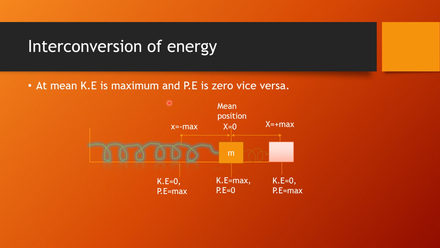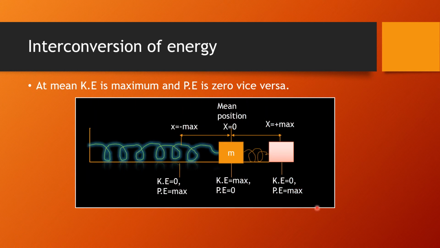Vice versa, because let's take this mean position. Here position is 0, or change in position is 0, so potential energy, which is dependent on position, is also 0. But we have already discussed that in the mean position the velocity is higher. So greater the velocity, greater will be the kinetic energy. So kinetic energy is maximum and potential energy is 0.